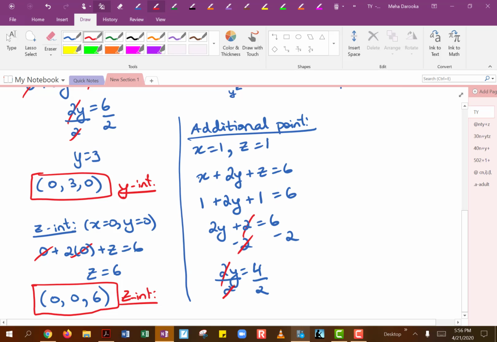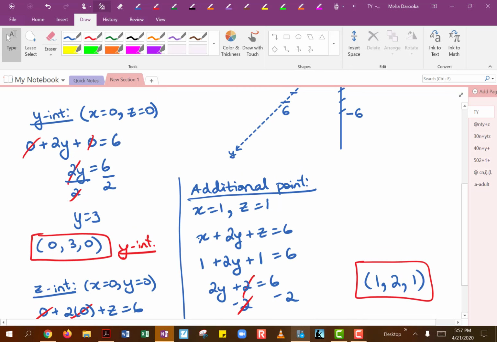Sorry about that. This will end up giving us y equals 2. So in this case, our ordered triple will be 1 for x, 2 for y, and 1 for z. Okay, and now that we have our ordered triples, we can go ahead and graph these on our three-dimensional coordinate plane over here.